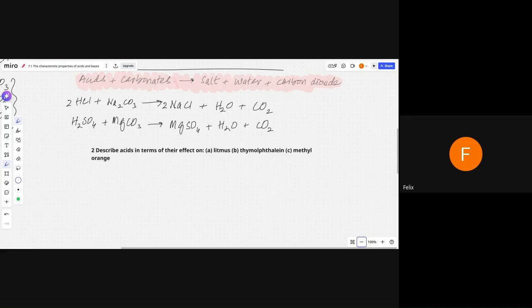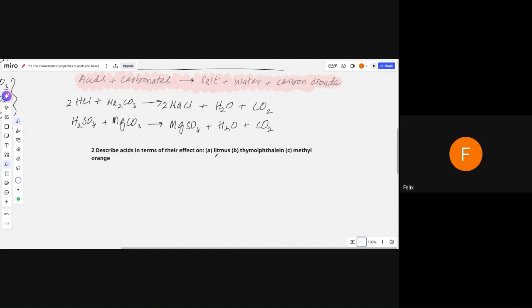So in order to test for acids, an indicator can be used, and these change color in different solutions according to their acidity or basicity or alkalinity, right? So litmus, thymolphthalein, and methyl orange, these are the three different types of indicators that change color, and by the color change, we can identify whether the solution that we are testing is acidic or basic, right?